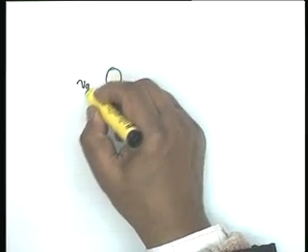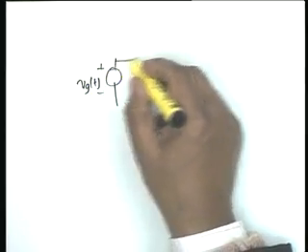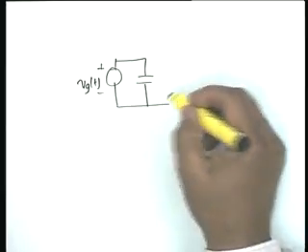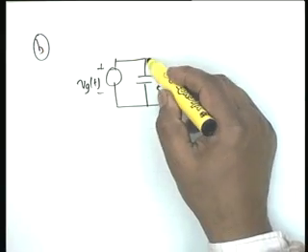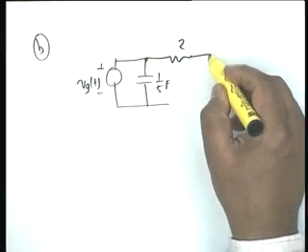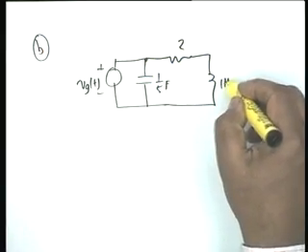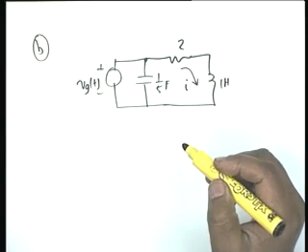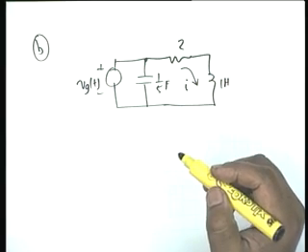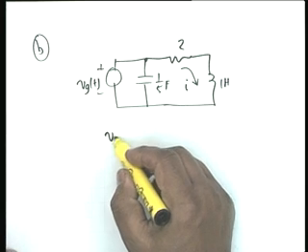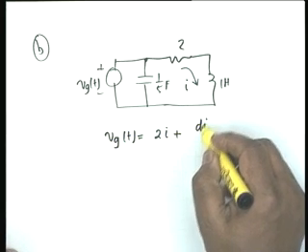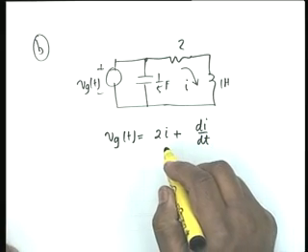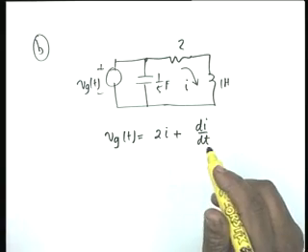Okay. Now, if it is a voltage source, suppose I have a V sub g(t), then we have a capacitor of value 1/5 farad. I am working out part B. Then we have 2 ohms and 1 henry, and this is the current I. You see, the differential equation now is V_g(t) equals twice I plus dI/dt. Okay. This is the differential equation.